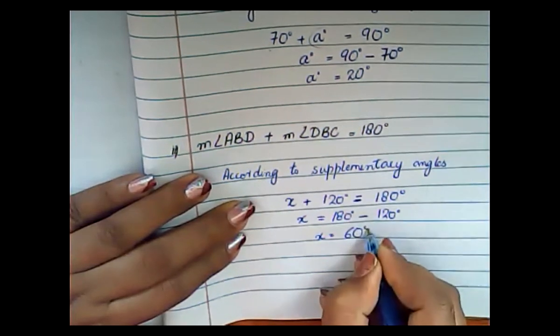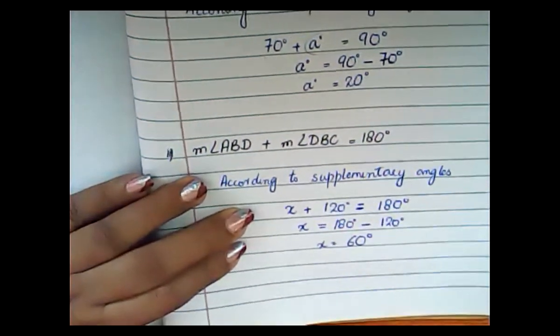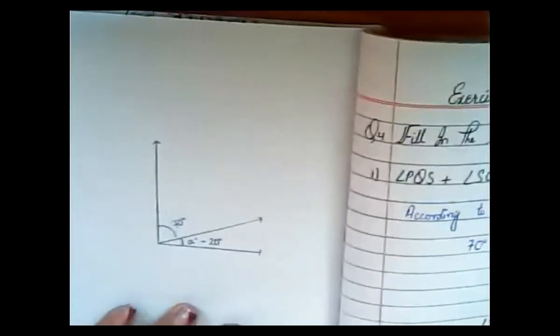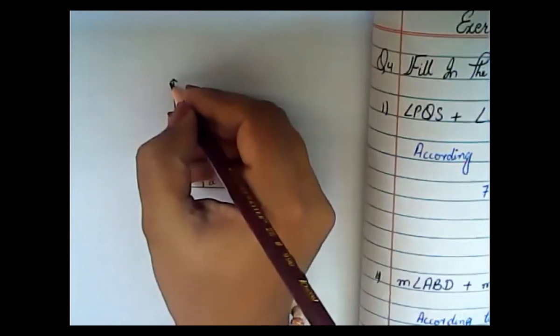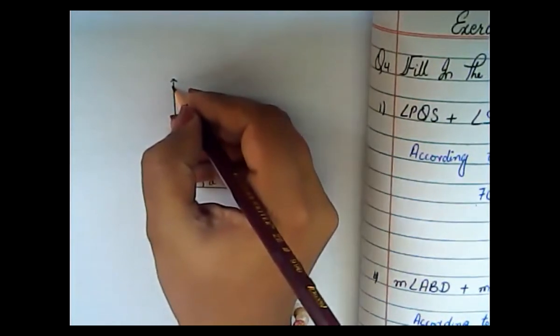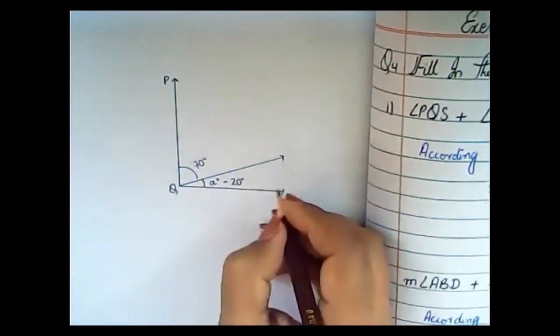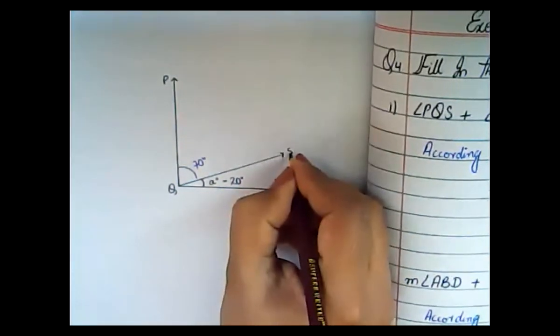60 degree. Okay, the answer will be equal to 60 degree. Now what you have to do, one thing is missing here, which is the points. You have to write down the points here. This was P, Q, R, and S.